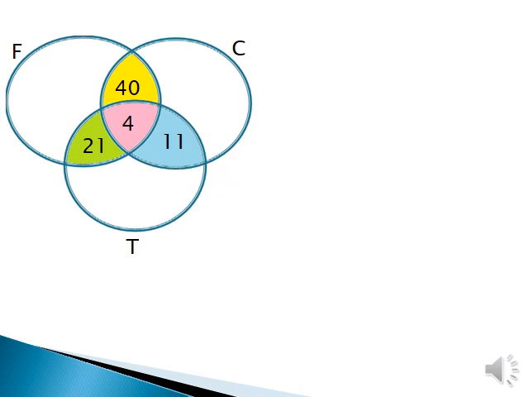Now using this data, we can find the students who play only football, only cricket and only tennis. First, to find the number of students who play only football, the total number was 85. Out of that 85, we have to subtract 40 plus 4 plus 21. That is 40 plus 4 is 44, 44 plus 21 is 65. So 85 minus 65 will be 20. In a similar way, try to find the students who play only cricket and the students who play only tennis.